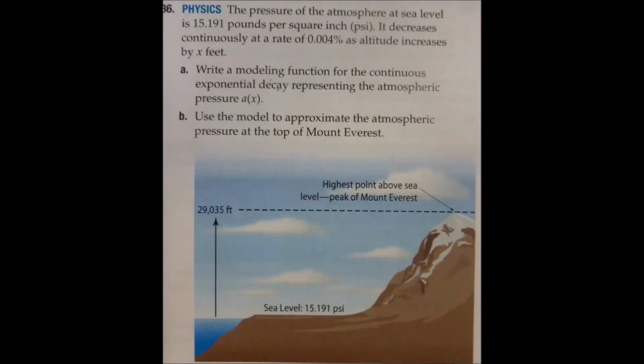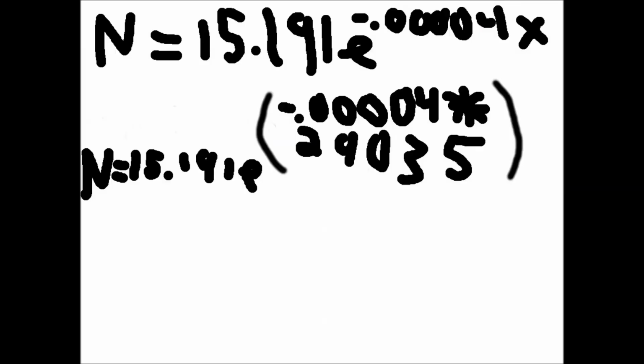The next problem we will be looking at is number 36 on page 176. The pressure of the atmosphere at sea level is 15.191 pounds per square inch, or psi. It decreases continuously at a rate of 0.004% as altitude increases by x feet. A. Write a modeling function for the continuous exponential decay representing the atmospheric pressure, A of x.